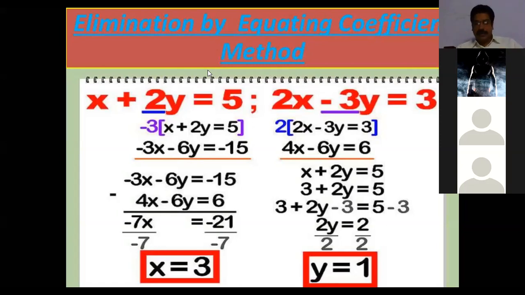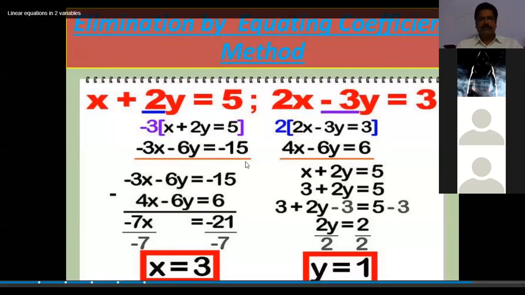Here also substitute the value in the first equation: 3 plus 2y equal to 5. So 2y equal to 5 minus 3, 2y equal to 2, hence y equal to 1. x equal to 3, y equal to 1. Elimination is the best method, an easy way. Equating the coefficients is the easy way for word problems also, which are suitable here, you can do it.